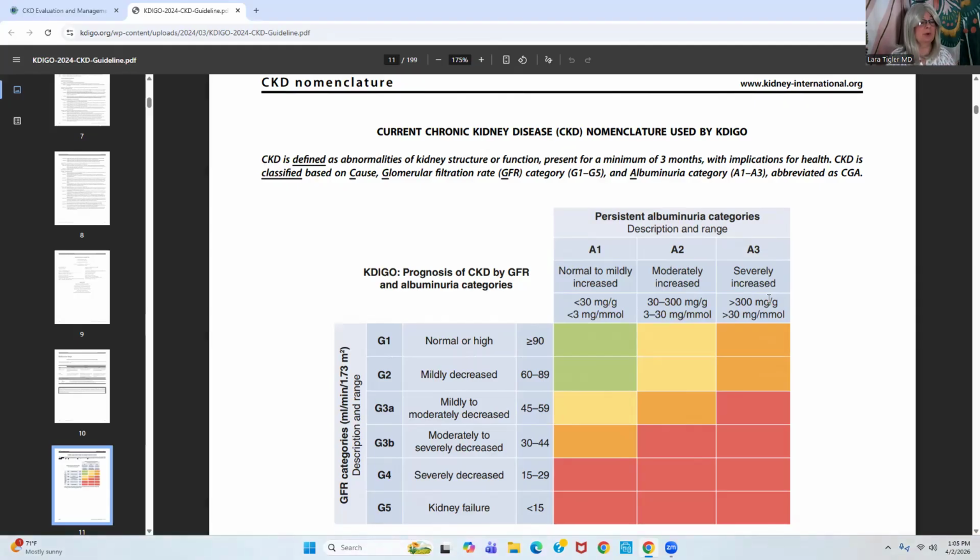And I think it's important if you have chronic kidney disease or you have a family member who has it, that you do some research yourself. And then you want to go to trusted organizations and websites.